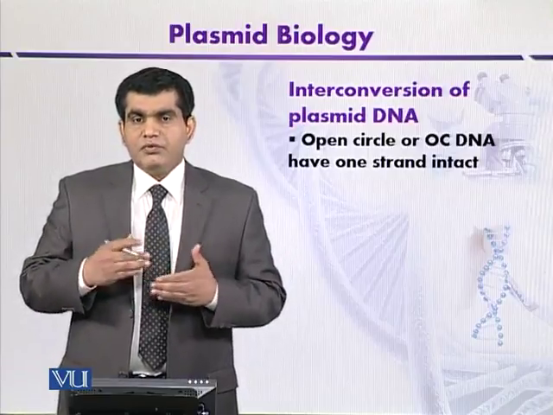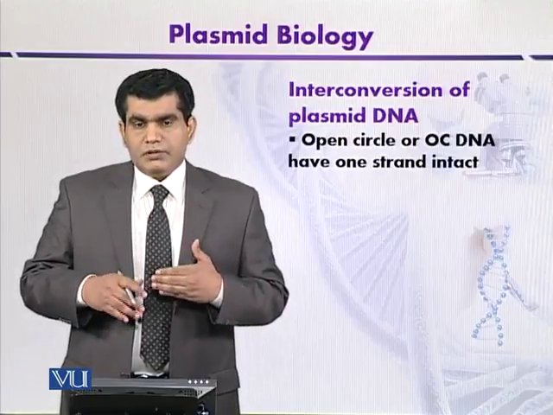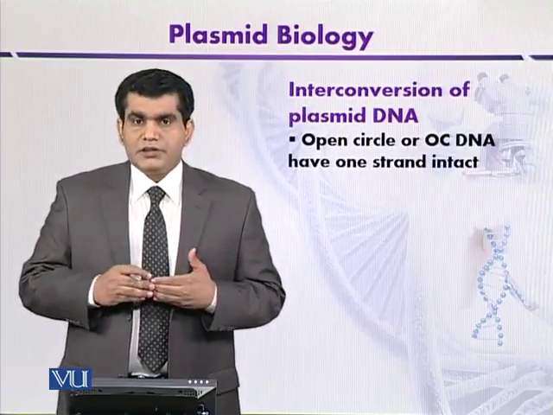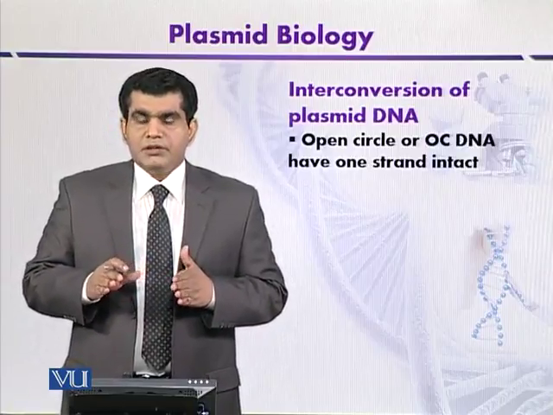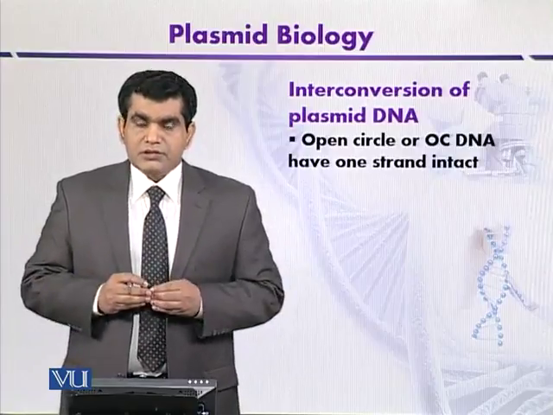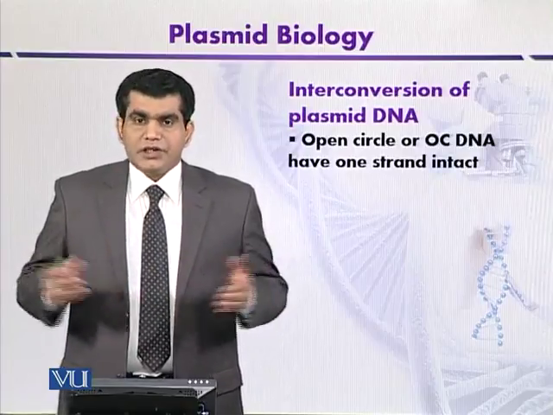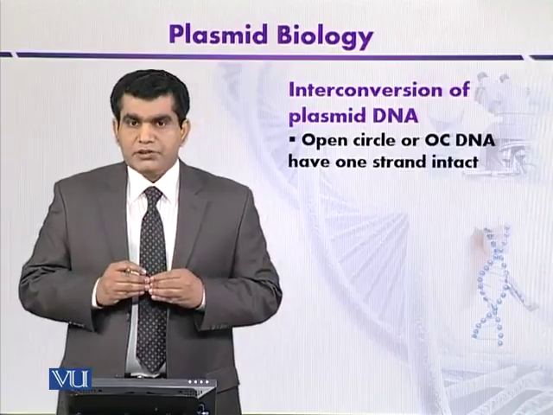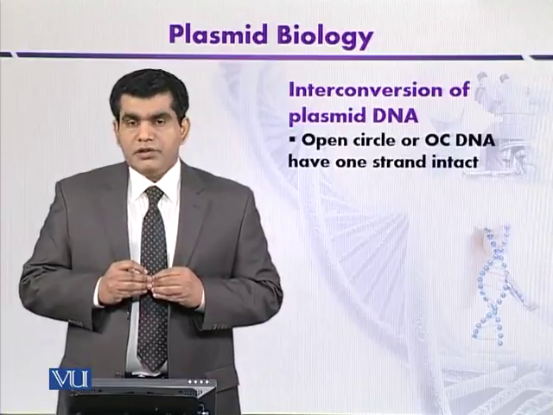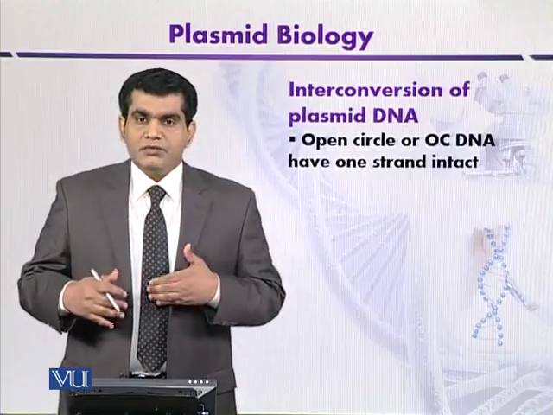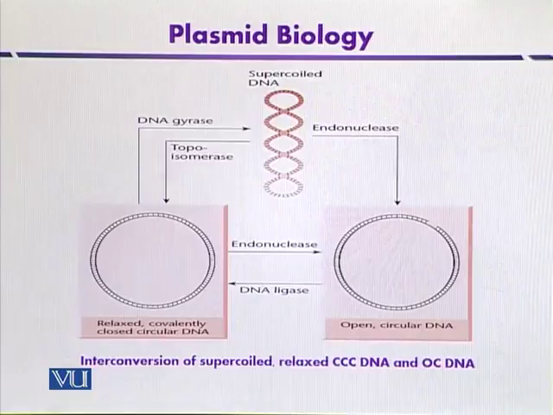If we want to create open circle DNA, then the DNA can be treated with endonucleases so that they can cut one strand of the DNA under some situations, so that we can have the open circle form of DNA. It can be explained with the help of a diagram, showing how enzymatic interconversion of supercoiled DNA into cccDNA or OCDNA takes place.